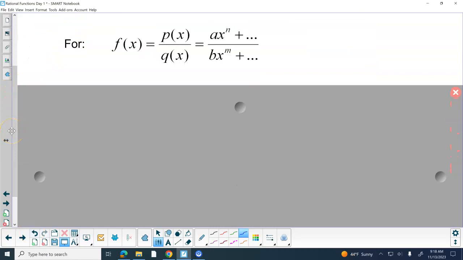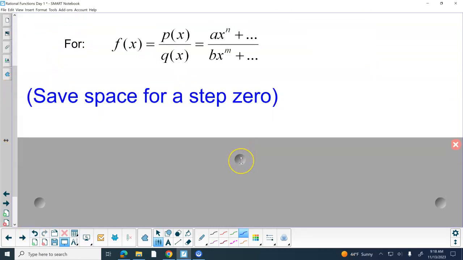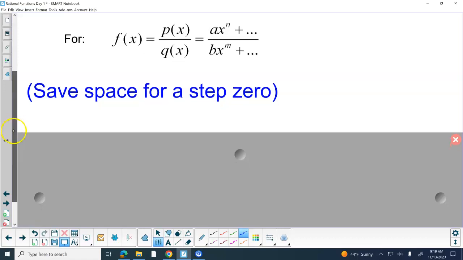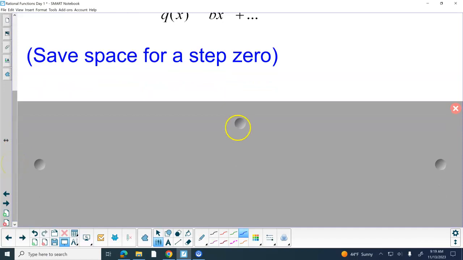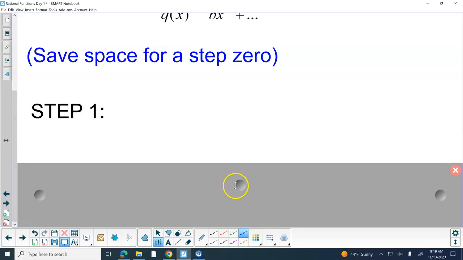Okay? Then you're going to save room for step 0. So you can put step 0 and then skip 2 lines so that you have some space. Okay? So you're going to save space for step 0. We'll actually get to step 0 last. It's weird that we do the last thing first, but that's just how we roll on that one, because we don't always do step 0. Okay? Then we're going to go to step number 1.